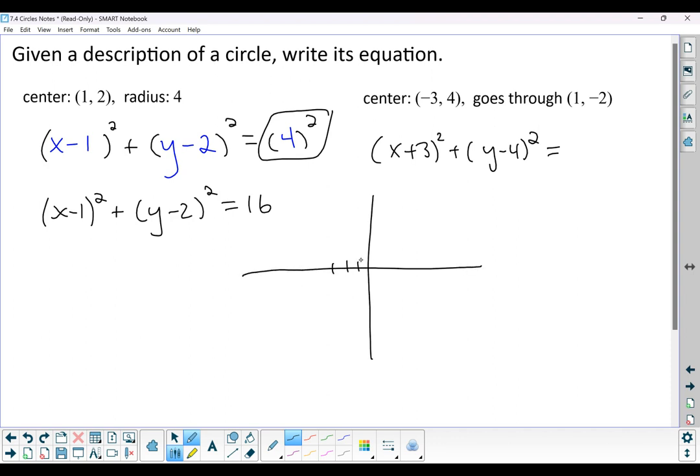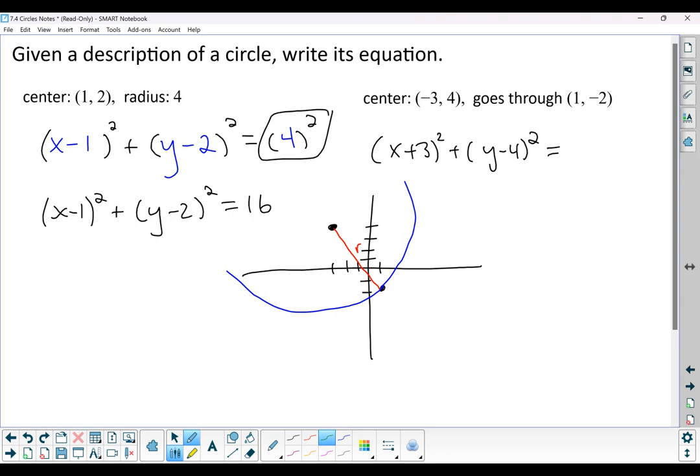Center is at -3, 4. So here's our center. And we know that the circle goes through the point 1, -2. So that's this point. So our circle is like this, but the other side, of course, too. I just only sketched the little part of it. So you can see in the diagram that this is the radius. And we need to know how long that is in order to finish writing the sentence or the equation. Equation is a math sentence.